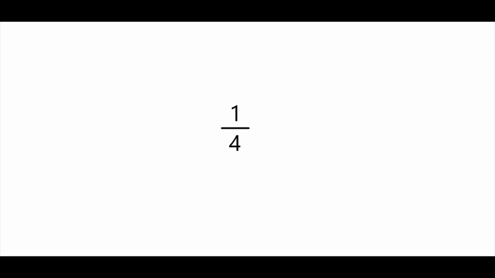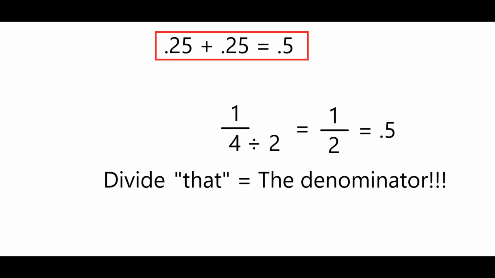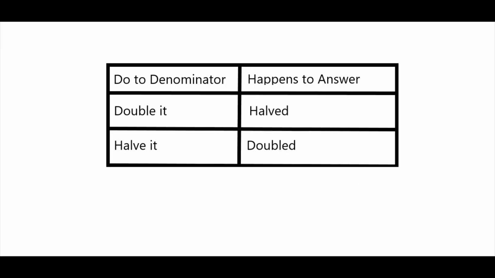So what happens if we cut our denominator in half? For the example of 1/4, which is 0.25, what happens if we divide the denominator by 2 and go to 1/2? We get 0.5, which is basically double 0.25. So now we know if we take our denominator and cut it in half, we'll double our answer. So when we multiply the denominator by 2, we halve our answer. And when we divide the denominator by 2, we double our answer.